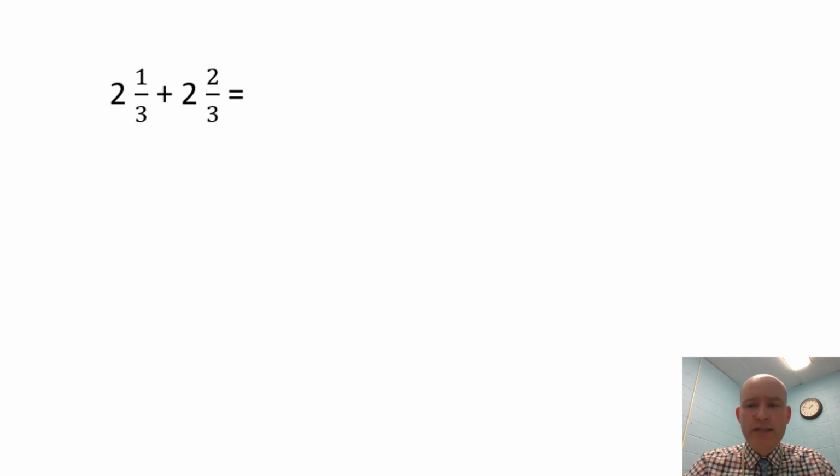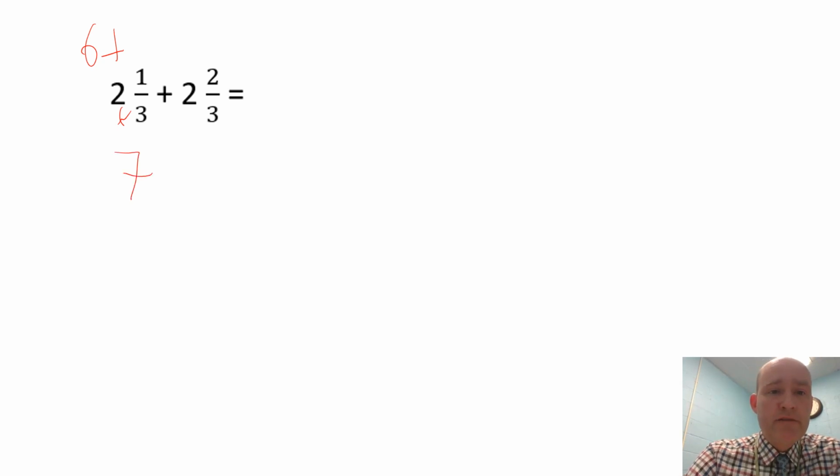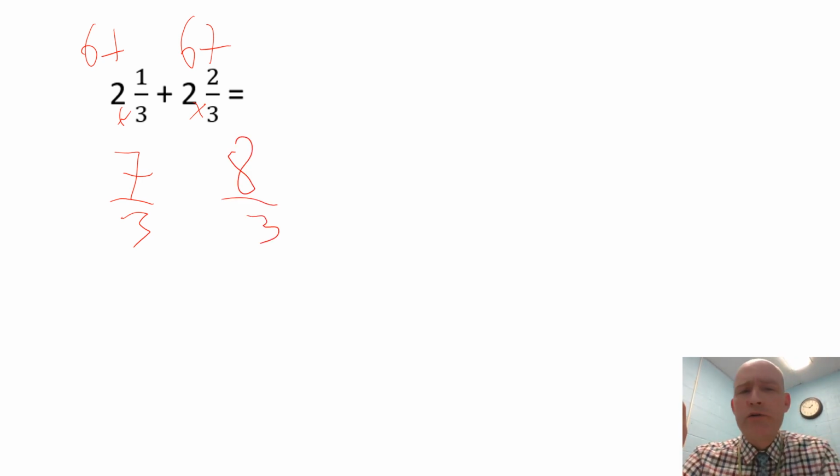What about this one? Again, we got two mixed numbers. We have to make them improper. We have to do the horseshoe method. 2 times 3, 6. 6 plus 1, 7. And then we have 7/3. 2 times 3 is 6 again, plus 2 is 8/3. Now hold up.